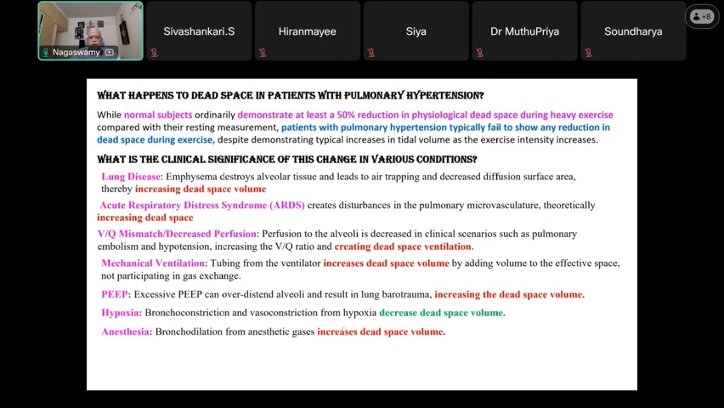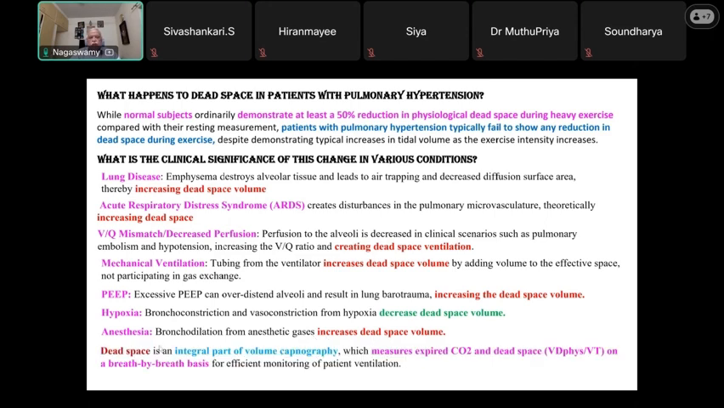Anesthesia also increases the dead space because of bronchodilation from the anesthetic gases. So more volume will be accommodated in the conducting zones. That will also cause an increase in dead space. And it is an integral part of volume capnography, which measures expired CO2 and dead space on a breath-to-breath basis.